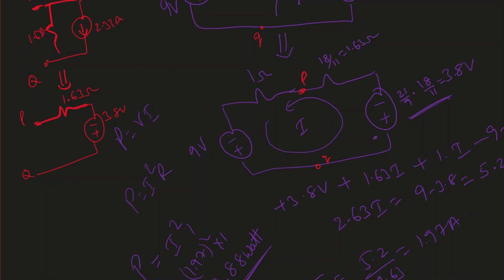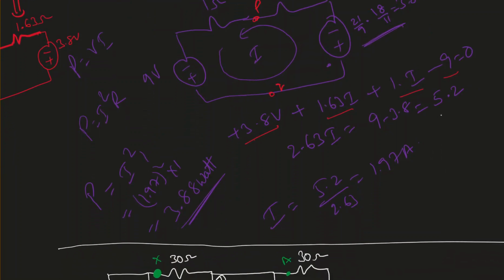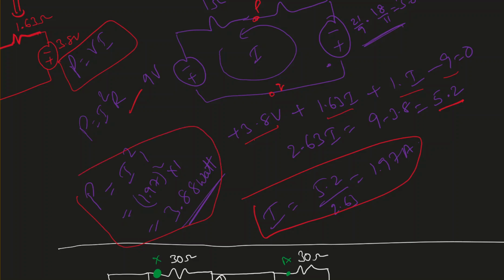Now I have one loop, and I can find the current. I applied KVL in the loop, following this method: plus 3.8, 1.63 times I, plus 1 times I, minus 9, equal to 0. So I end up with 2.63 I equal to 5.2, I equal to 1.97 ampere. P equal to V times I, or I squared times R. I use I squared times R. I end up with the power consumed by that being 3.88 watt.